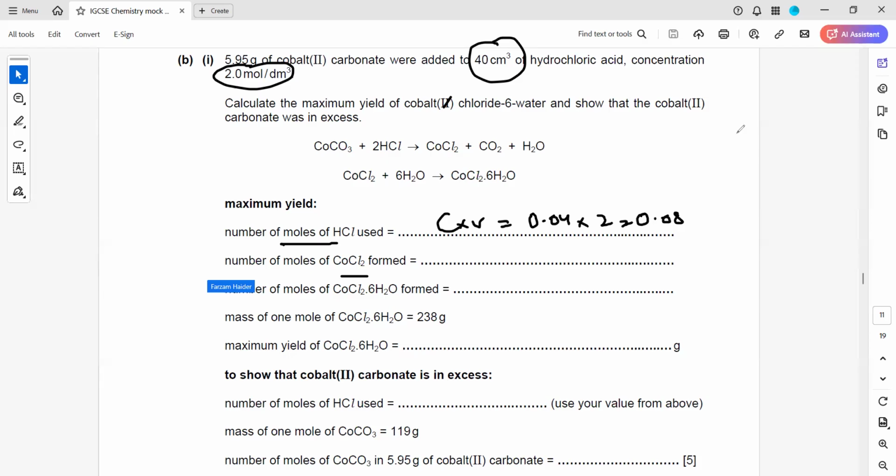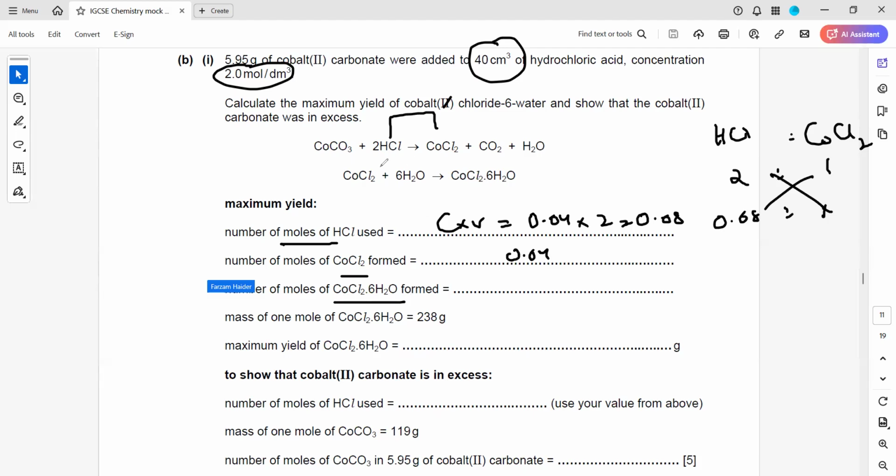How to get the moles of cobalt chloride? So we took a ratio between the HCl and the cobalt chloride. According to the equation, the ratio is 2:1. So if we had 0.08, we took a mole ratio, we got 0.04. How to get the moles of hydrated cobalt chloride? The ratio between anhydrous and hydrated is also 1:1. So if 1:1 is the ratio, again we'll get 0.04 moles.